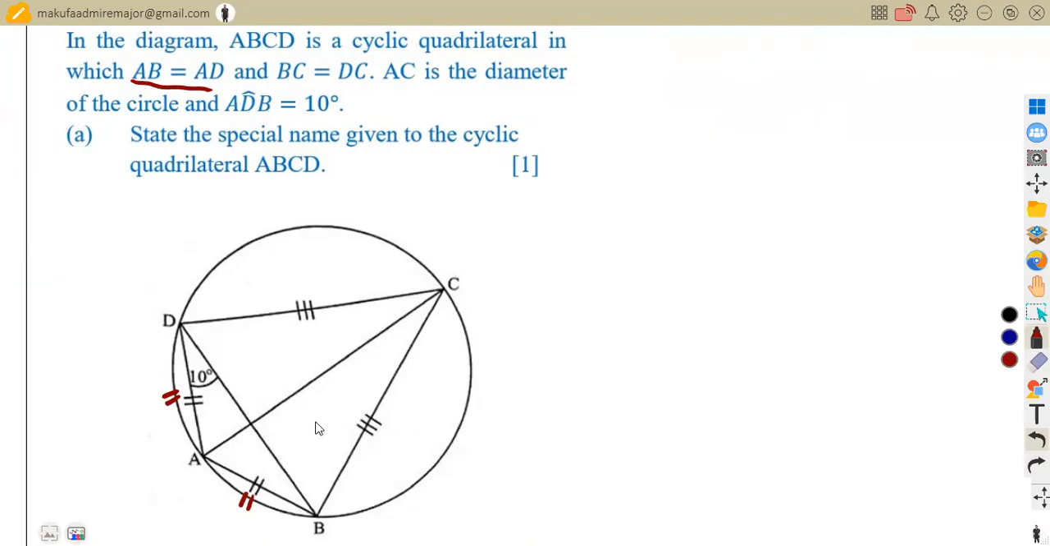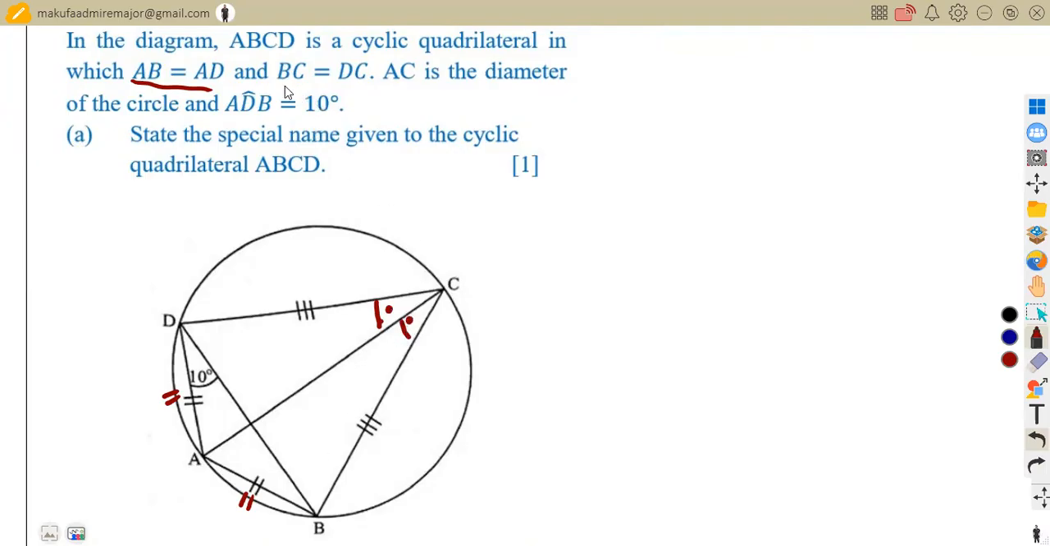What we are supposed to understand is that equal chords or equal arcs subtend equal angles at the circumference. So if you hold the chord AD, it's creating an angle at C. The angle that it is creating here is going to be the same as the angle created by the chord AB. Equal chords, they subtend what? Equal angles. So this angle and this angle are equal.